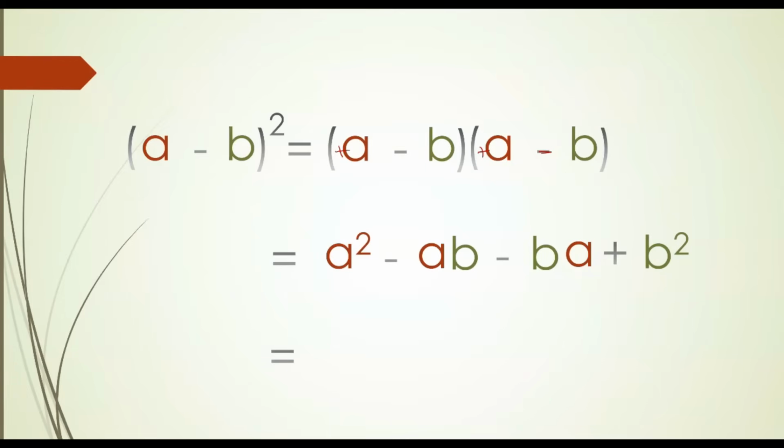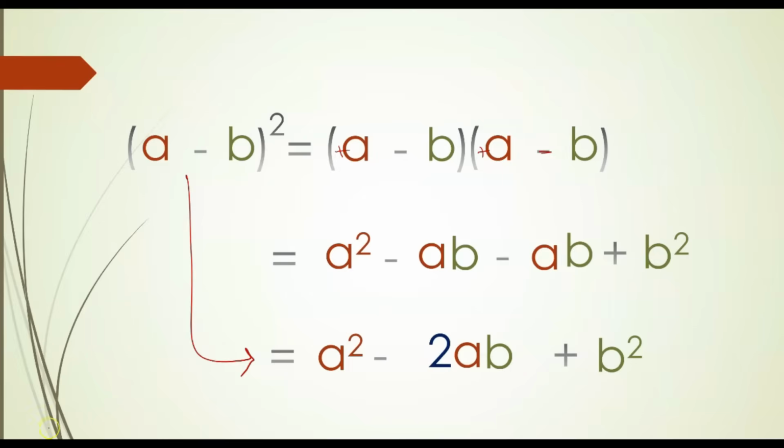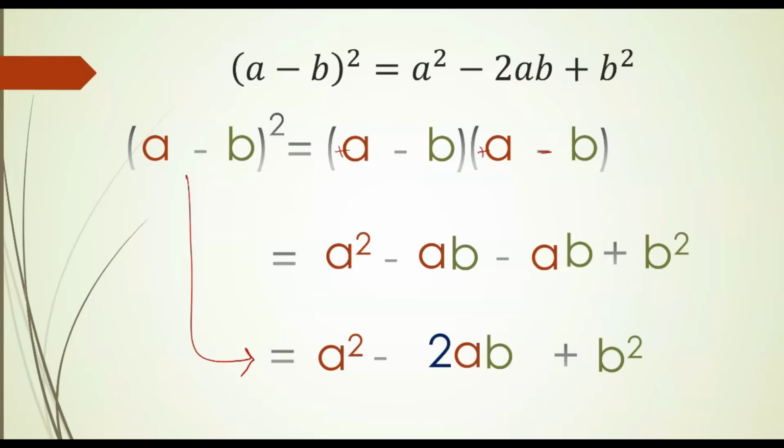Now I will write the a square and plus b square as it is, and we will see what is happening in between them. As usual, the ba can be interchanged as ab because a times b is the same as b times a, and you have minus ab, which becomes minus 2ab. So the formula for a minus b the whole square now becomes a square minus 2ab plus b square, and that is the identity you have here.